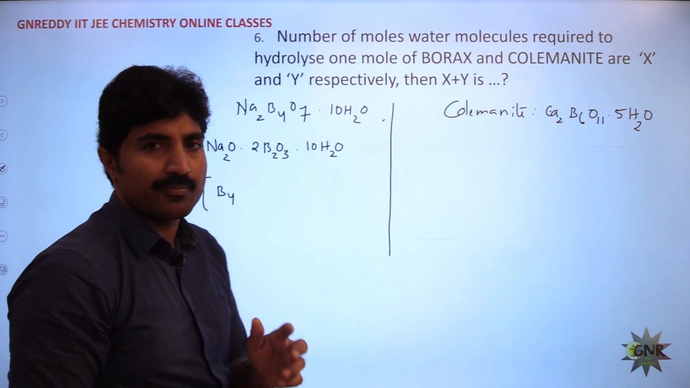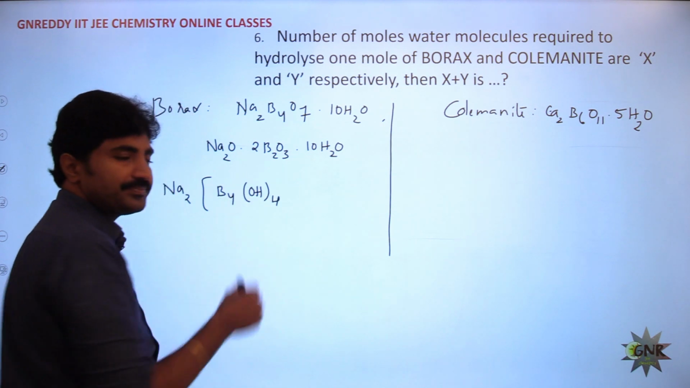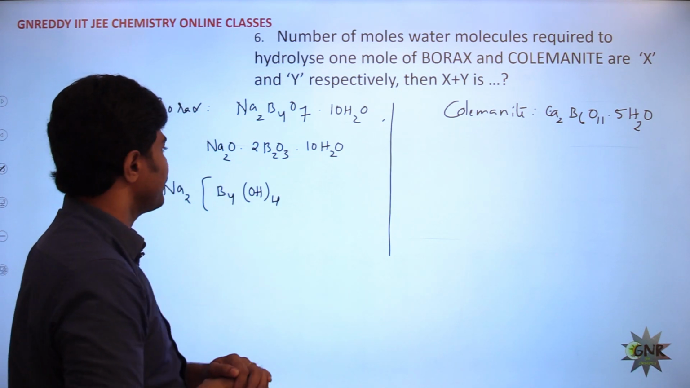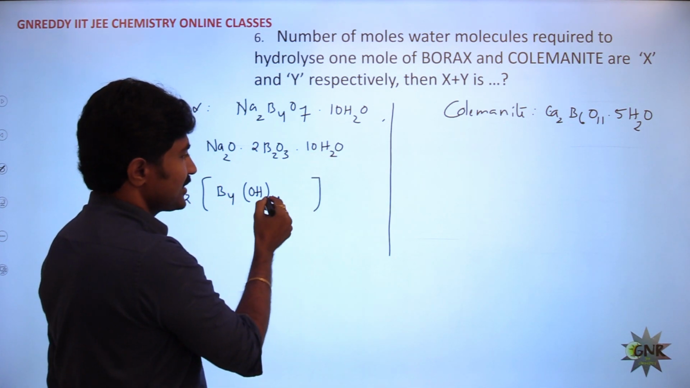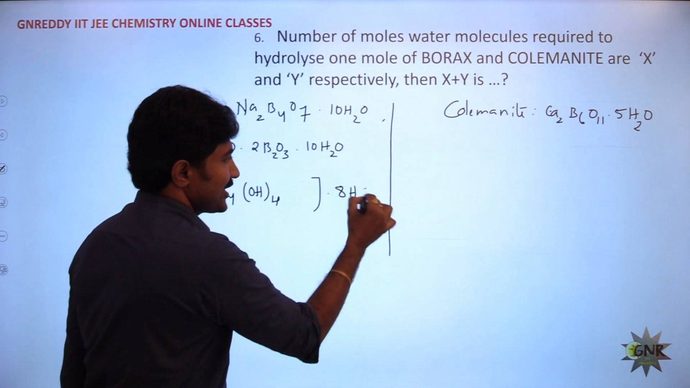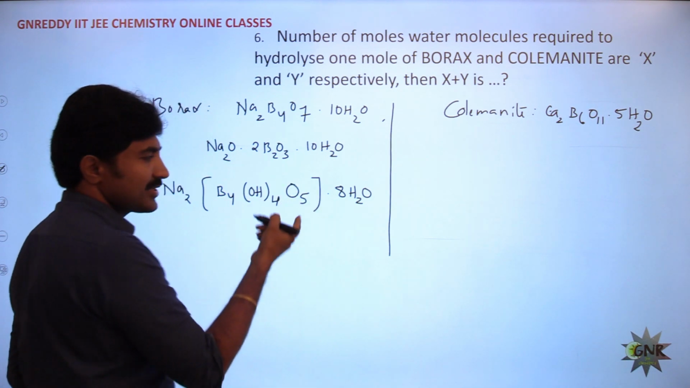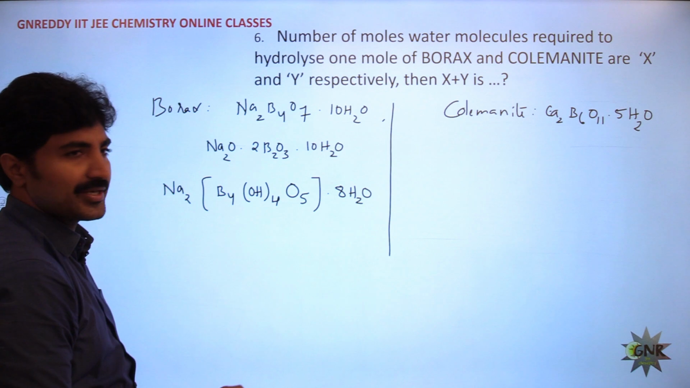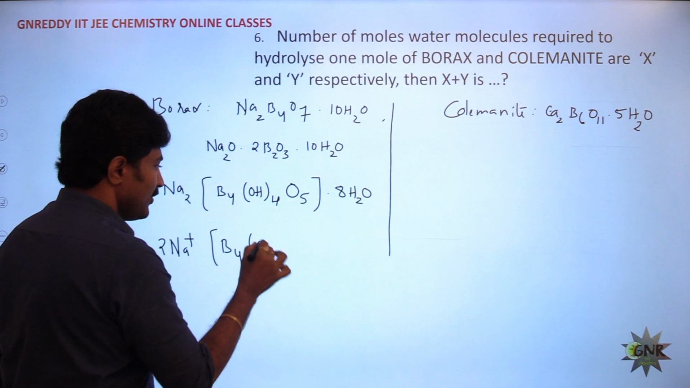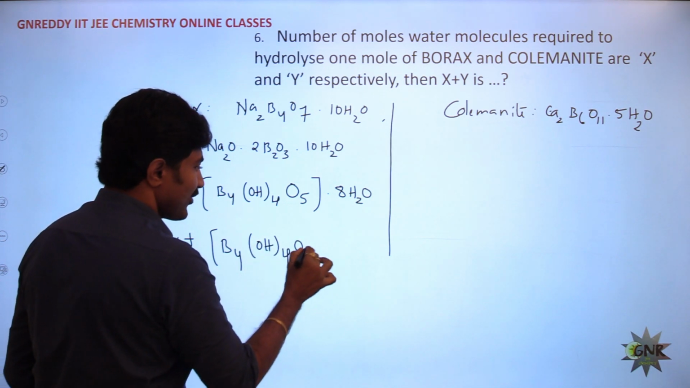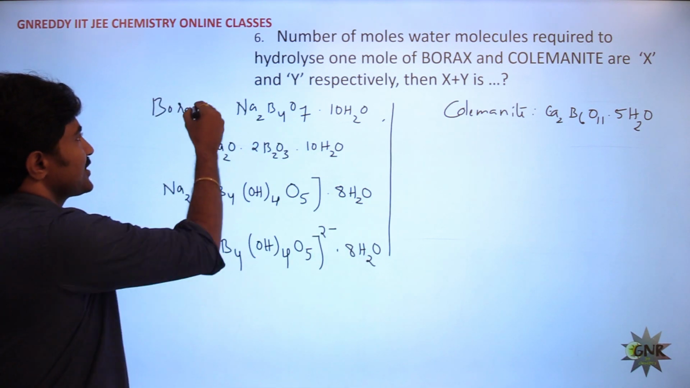How can you convert in a complex form? How many borons there? That number of OH groups present. That's a simple logic to write the complex form. And out of 10 water means 20 hydrogen, 4 are present inside, therefore 8 H2O present outside, and then the remaining oxygens, 5 oxygens come inside of the complex. This is the complex representation. This is also representing 2 Na plus, and this is the B4 (OH) taken 4 times O5. The overall charge is 2 minus dot 8 H2O. So like this we can express borax.